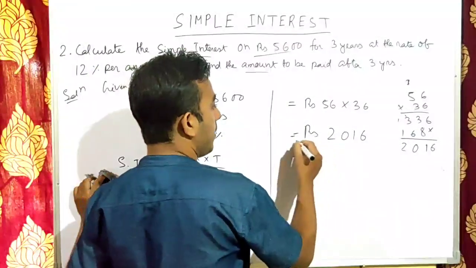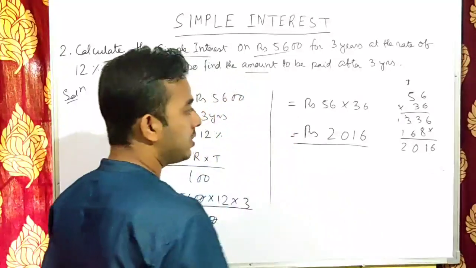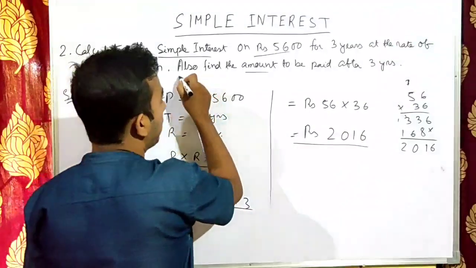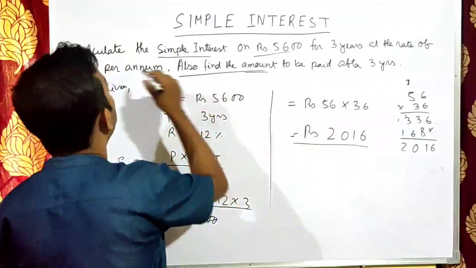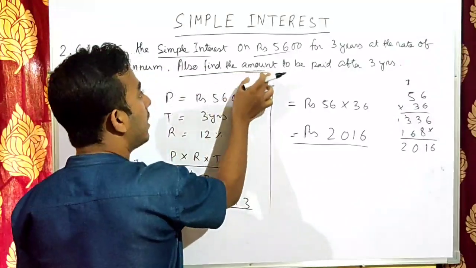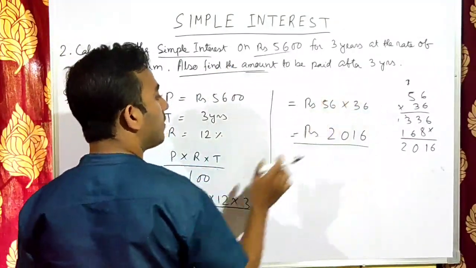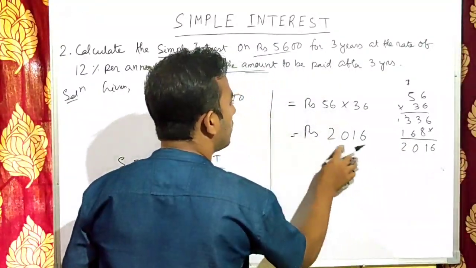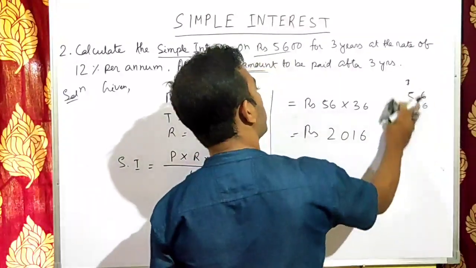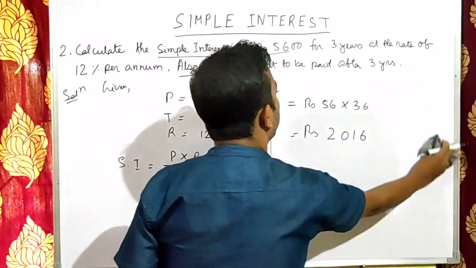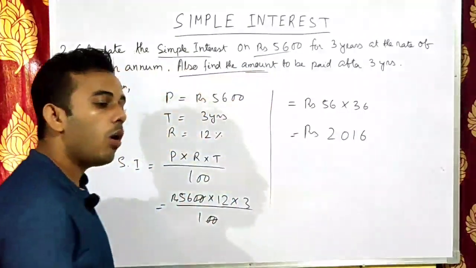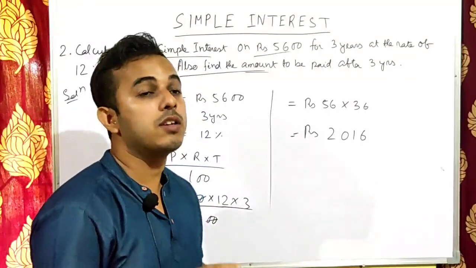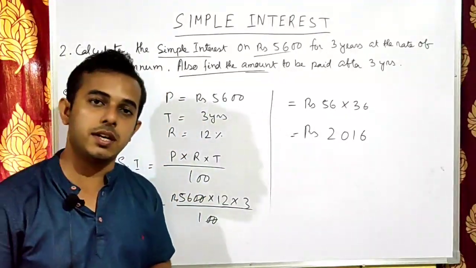So here, what is the simple interest? It is 2016. Now another part is left, isn't it? That is, find the amount to be paid after 3 years. So write amount to be paid after 3 years, comma A. Amount is represented by A, principal amount is represented by P. I am telling you again and again: principal amount or sum is represented by P, and amount is represented by A.